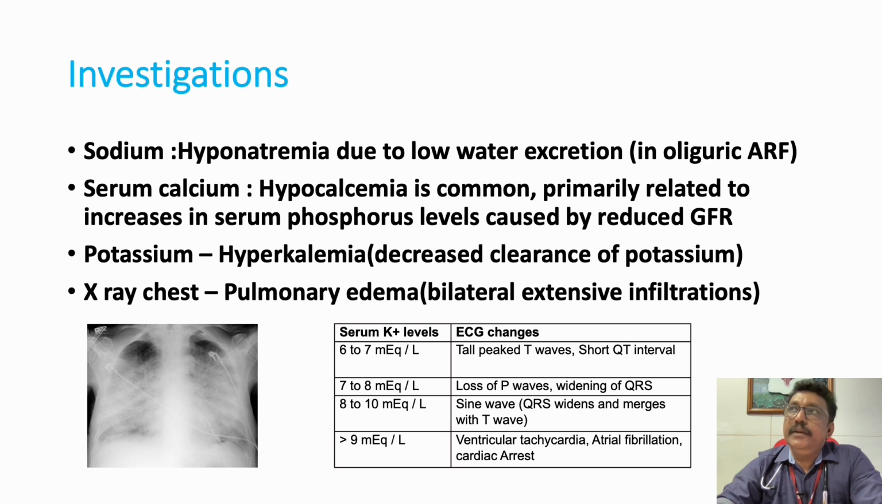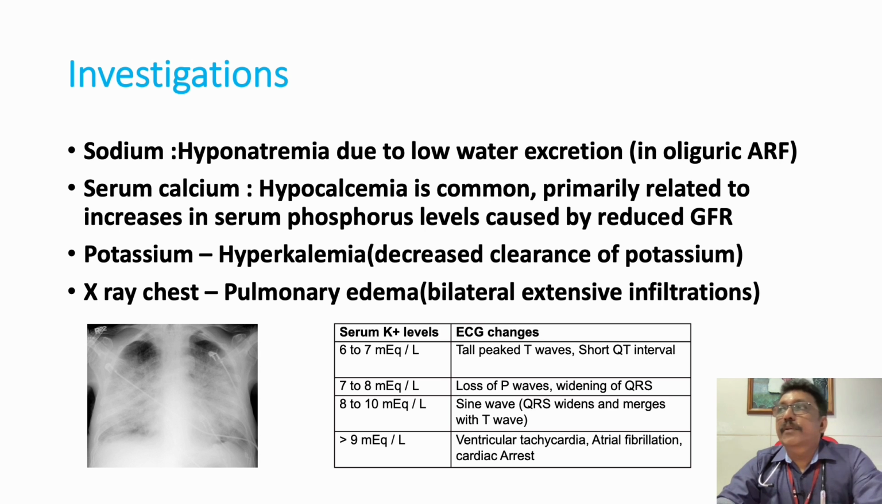Other investigations, you can get sodium. In some patients, sodium can be lost through the kidneys, like salt losing nephropathy. But otherwise, in a patient who is having renal failure with volume overload, there will be falsely reduced sodium, that is dilutional hyponatremia. Hypocalcemia can be an indicator of chronic renal disease rather than acute renal failure. Serum phosphate levels also can be elevated in patients with low GFR.